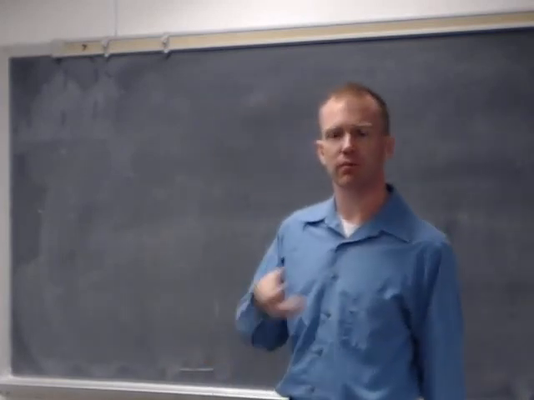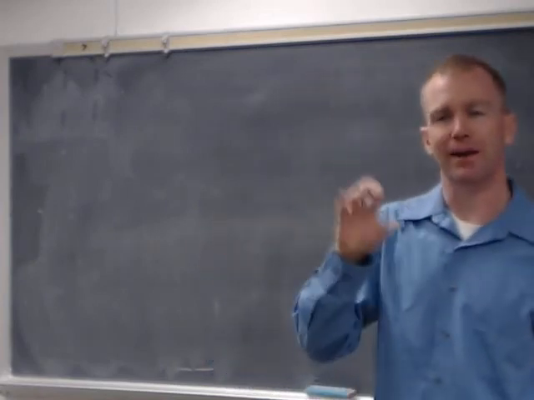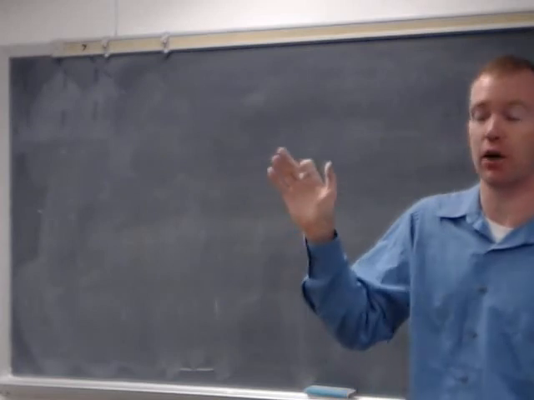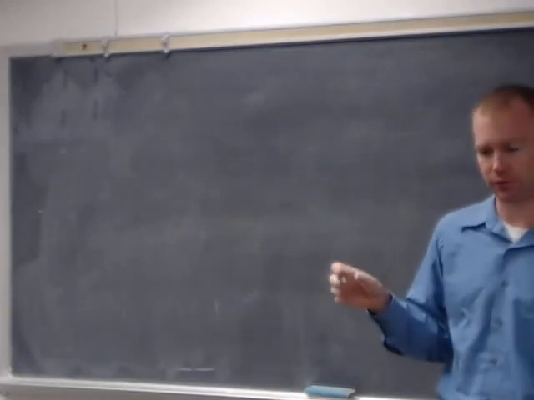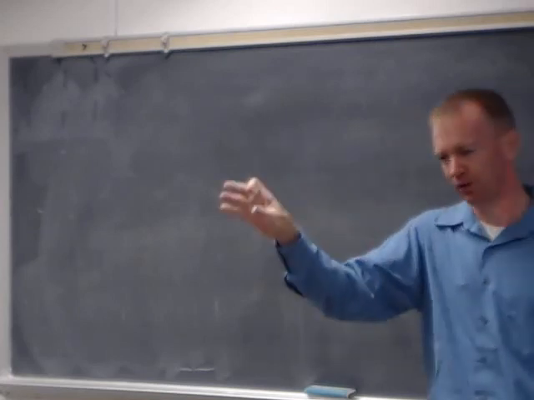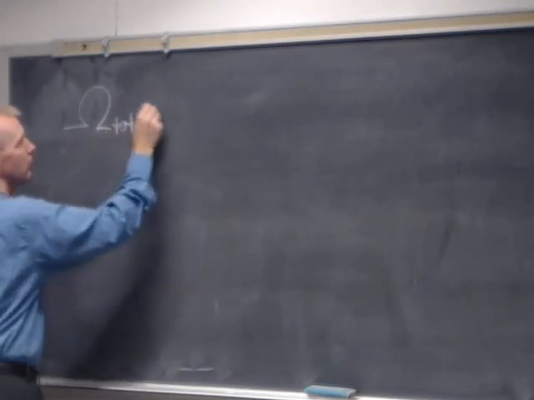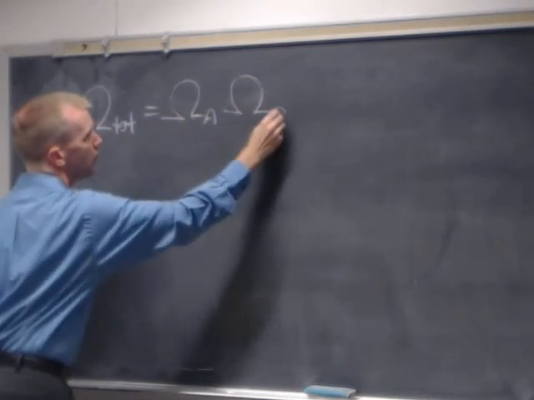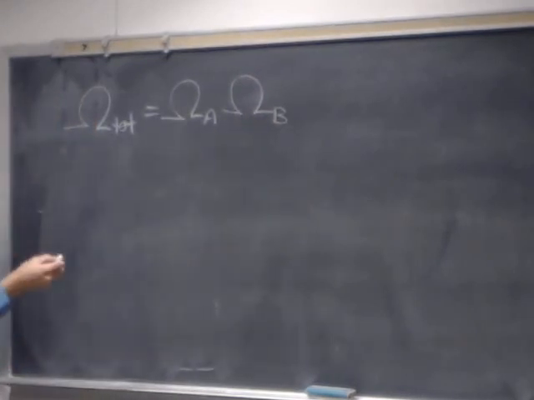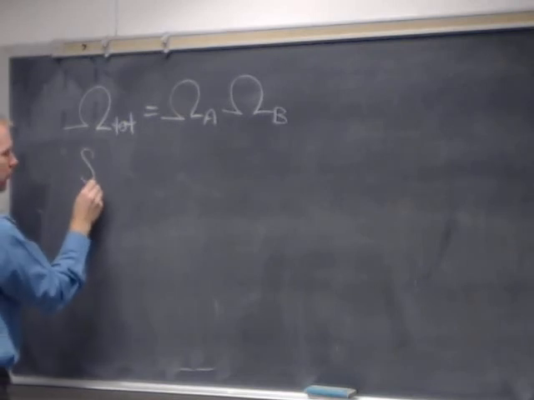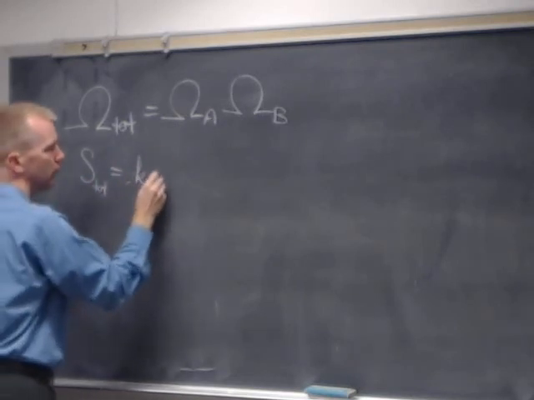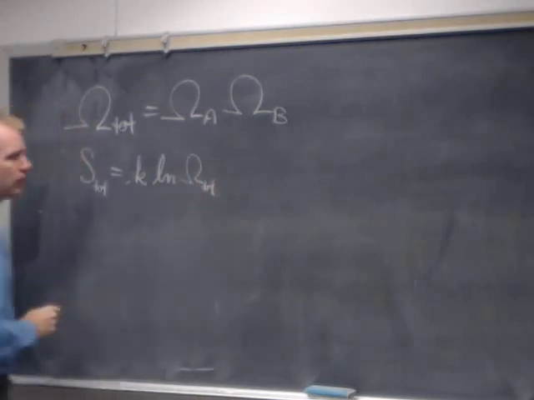Well, multiplicities. If you have a system made out of 2 parts that are in contact with each other, well, even if they're not in contact with each other, if you have a system made out of 2 parts, the total multiplicity is the product of the multiplicity of A and the multiplicity of B. So the entropy of the total system is that.